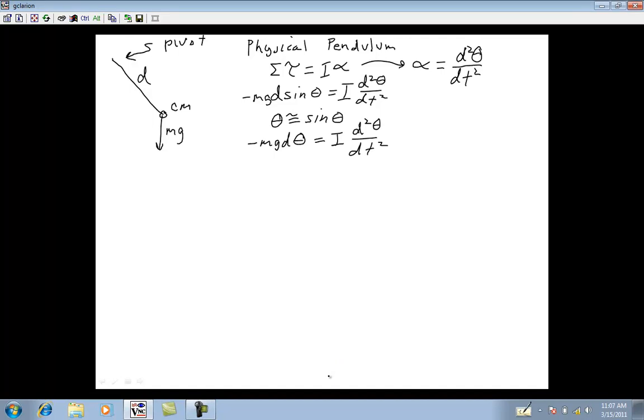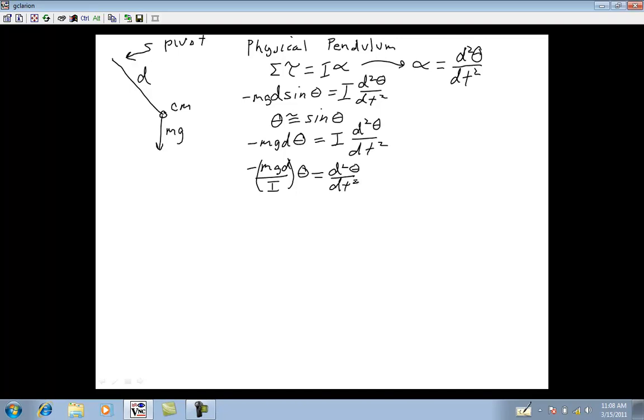All right. So let's collect some terms here. So this is going to be negative mgd over I. I'm going to put theta out here just to emphasize the fact that that's what we're taking the derivative of here.